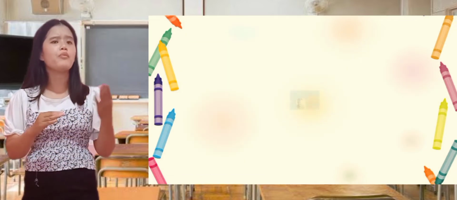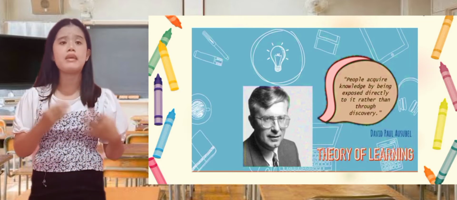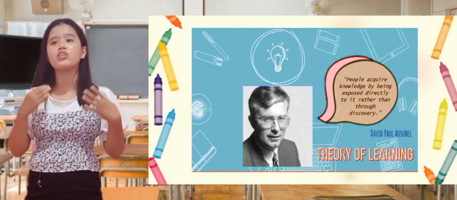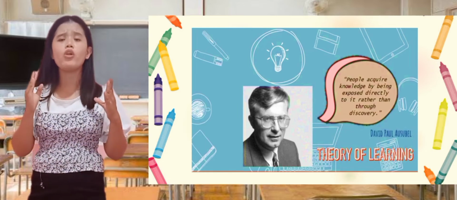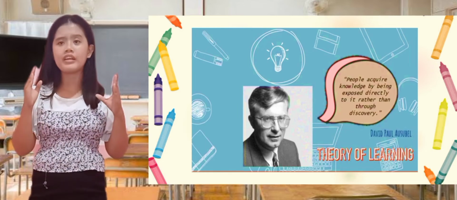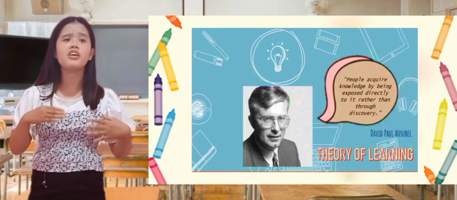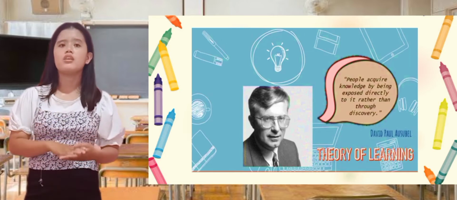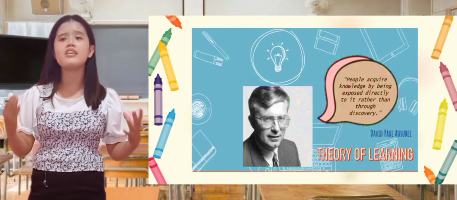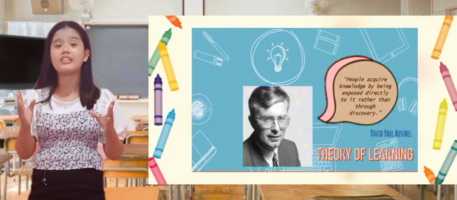Like what I have said earlier in the previous slide, Ausubel was mainly concerned in his theory of learning with how people acquire knowledge. He pointed out that people acquire knowledge primarily by being exposed directly to it rather than through discoveries. In other words, Ausubel believed that understanding of concepts, principles, and ideas is achieved through deductive reasoning.